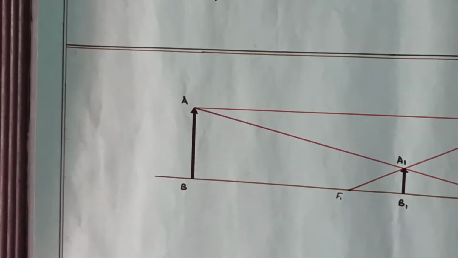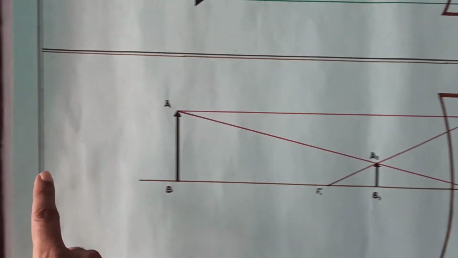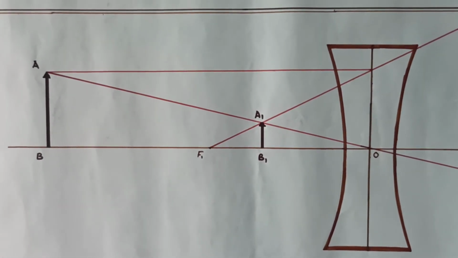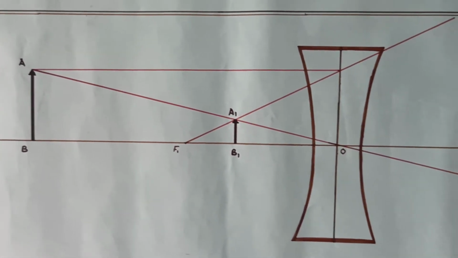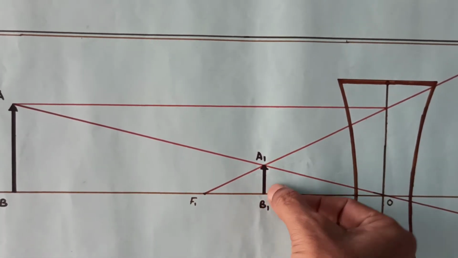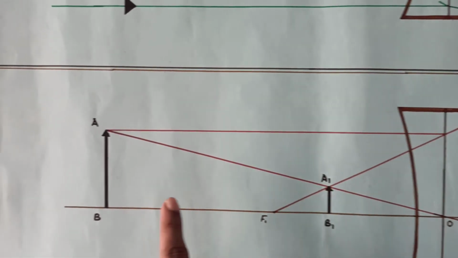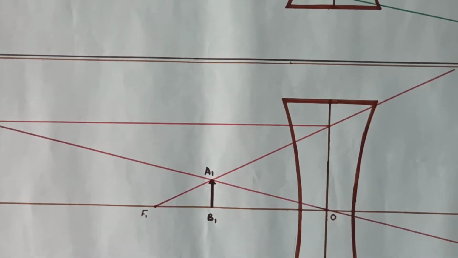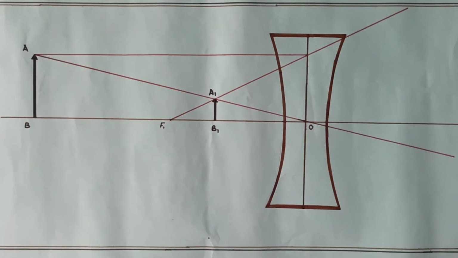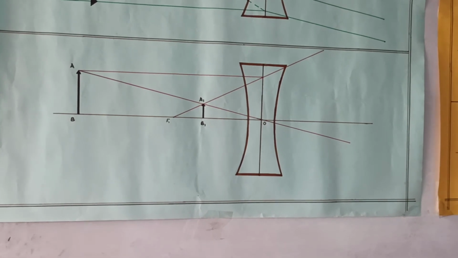So what will happen if the object is placed between optical center and infinity? Then the image so formed is between F1 and O, that is between F1 and the optical center. You can find the image is formed between these two. Now if you compare the size of the image with the object, you find that it is diminished, that means it is small in size compared to the object. Now what is the nature of the image? The nature of the image is the same, that is virtual and erect.